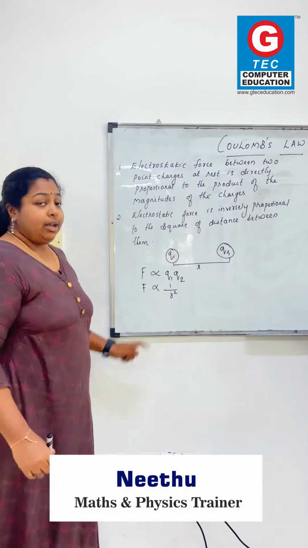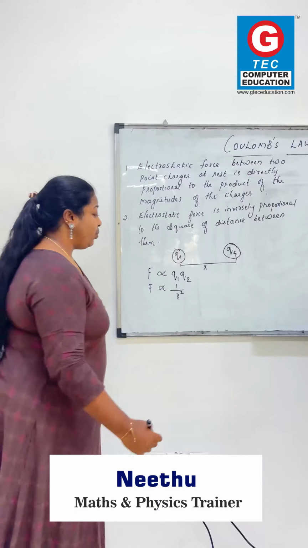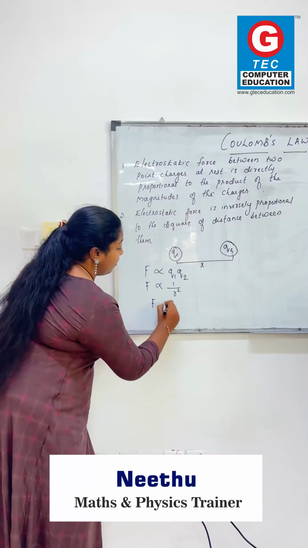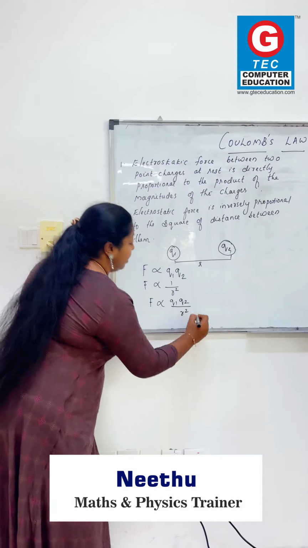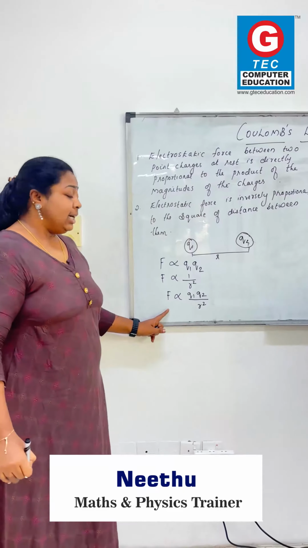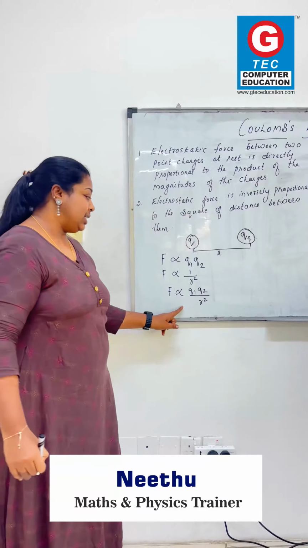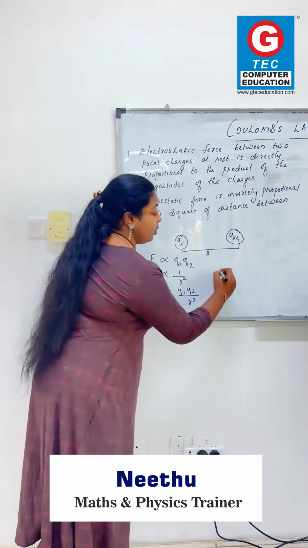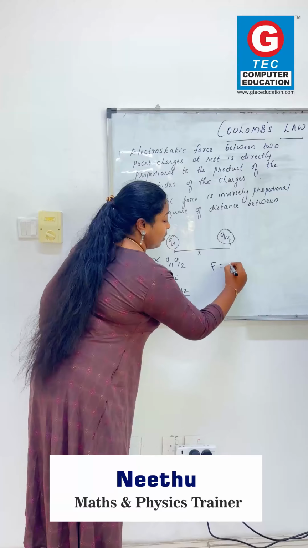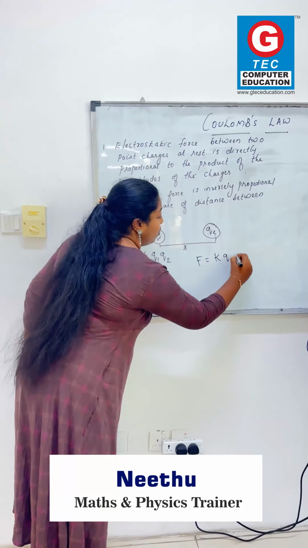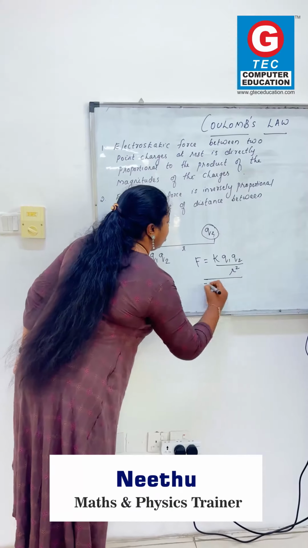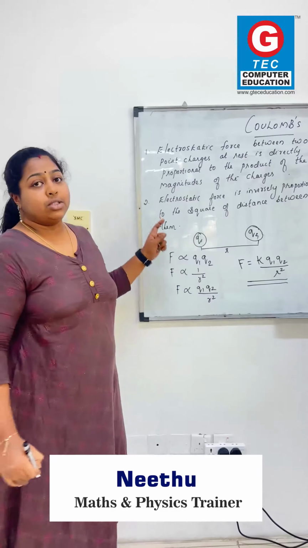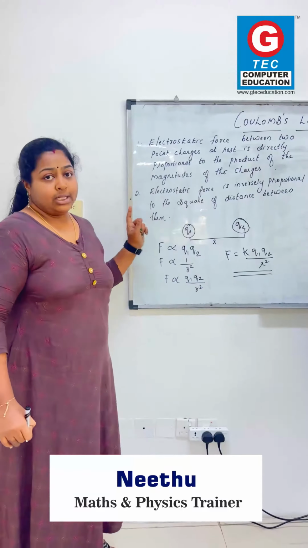If we combine these two relations, we can write F is proportional to Q1 Q2 by r square. To remove the proportionality sign, multiply with a constant, and then we will get the force equation, that is F is equal to K times Q1 Q2 by r square. This is the electrostatic force between the two point charges at rest.